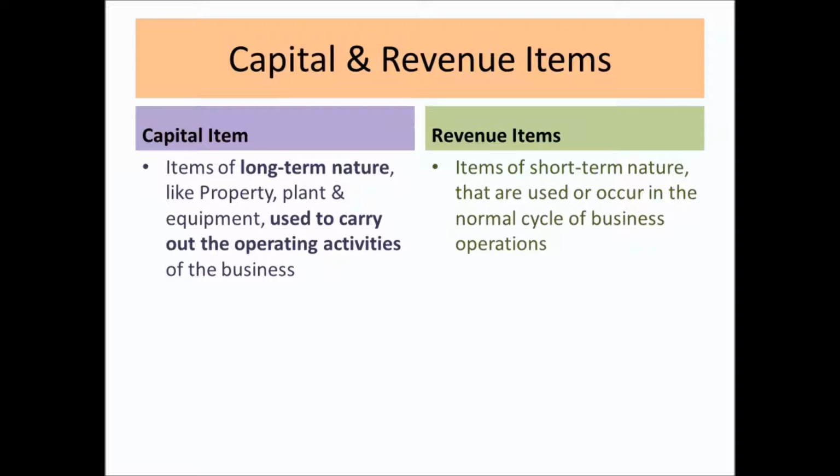So as a rough guide, a capital item goes to the balance sheet or the statement of financial position because of its long-term nature. And revenue items go to the statement of profit and loss because of their short-term nature.